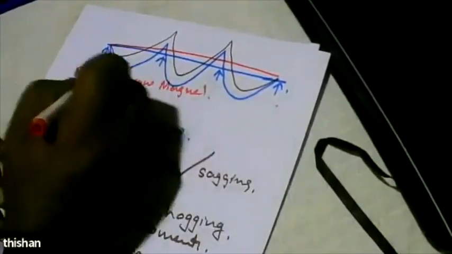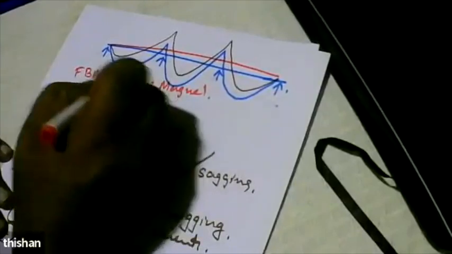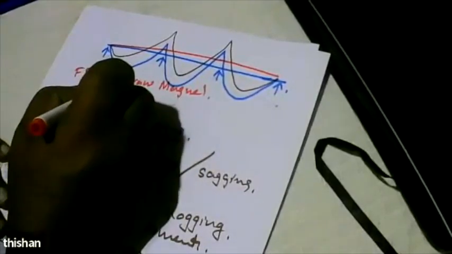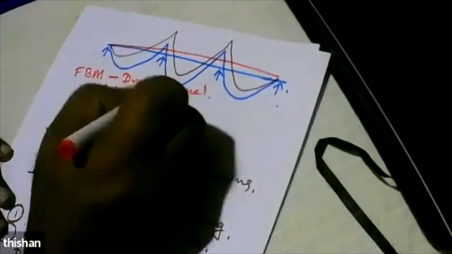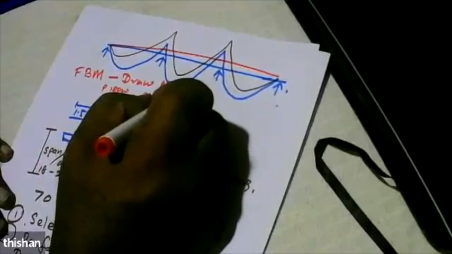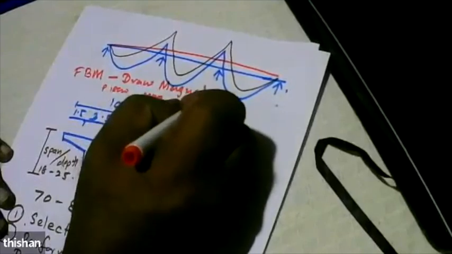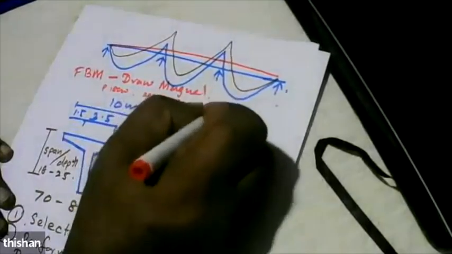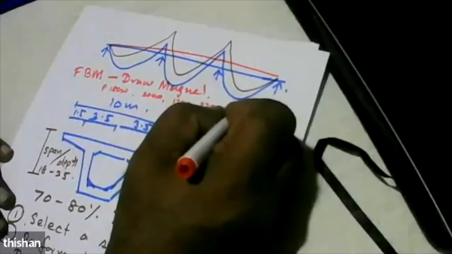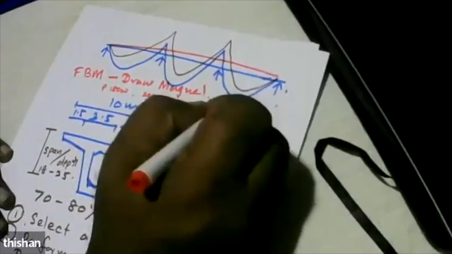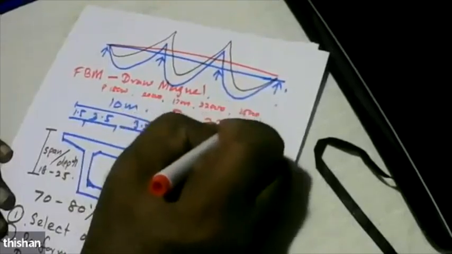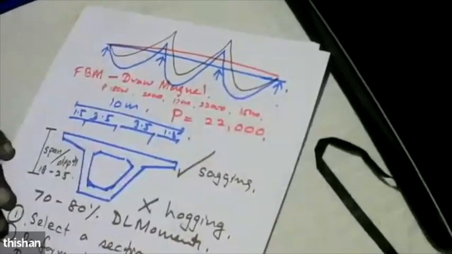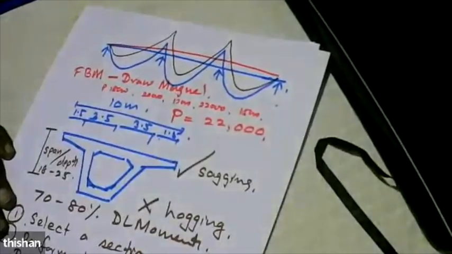and find P. So P might be 18,000 here, and it may be 20,000 here, and 70,000 here, 22,000 here, 15,000 here. So P is 22,000. So we select a P.